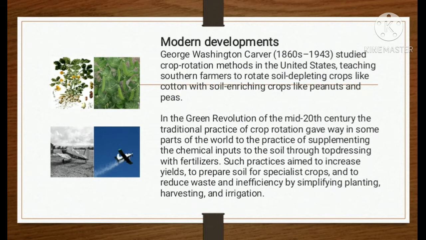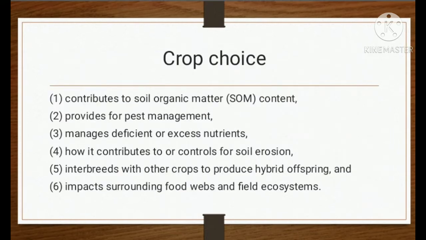Such practices aim to increase yields, to prepare soil for specialist crops, and to reduce waste and increase efficiency by simplifying planting, harvesting, and irrigation. A preliminary assessment of crop interrelations can be found in how each crop, first, contributes to soil organic matter content, second, provides for pest management, third, manages deficient or excess nutrients, fourth, how it contributes to or controls for soil erosion, fifth, interbreeds with other crops to produce hybrid offspring, and sixth, impacts surrounding food webs and field ecosystems.